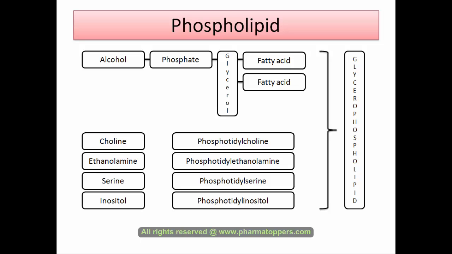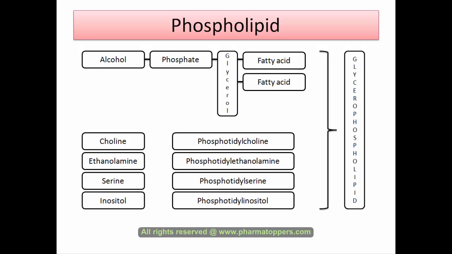As you can see here in the slide, it is the glycerophospholipid. Phospholipids derived from glycerol are termed glycerophospholipids, and they contain glycerol, fatty acid, phosphate, and the alcohol. If the alcohol is choline, it is termed phosphatidylcholine. If it is ethanolamine, it is termed phosphatidylethanolamine, and so on for serine and inositol. And for the sake of knowledge, phosphatidylcholine is also known as lecithin, while phosphatidylethanolamine is known as cephalin.